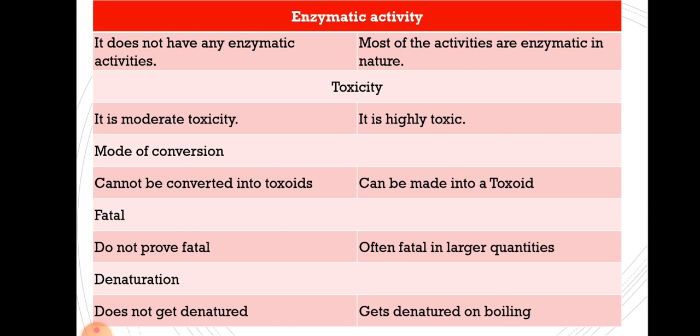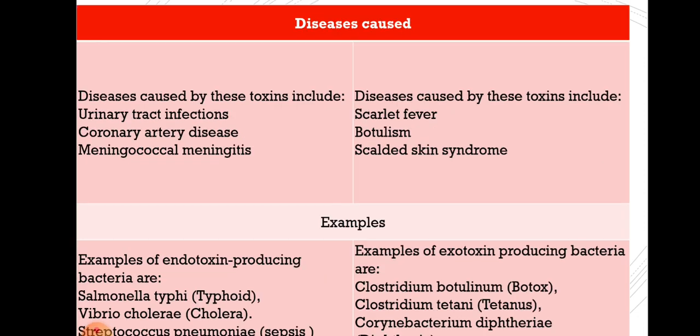Endotoxins do not have any enzymatic activity, whereas exotoxins, most of the activities are enzymatic in nature. Endotoxins are of moderate toxicity, exotoxins are highly toxic. Endotoxins cannot convert into toxoids, whereas exotoxins can convert into toxoids. Endotoxins do not prove fatal, whereas exotoxins are fatal in large quantities. Endotoxins do not get denatured, whereas exotoxins get denatured on boiling.